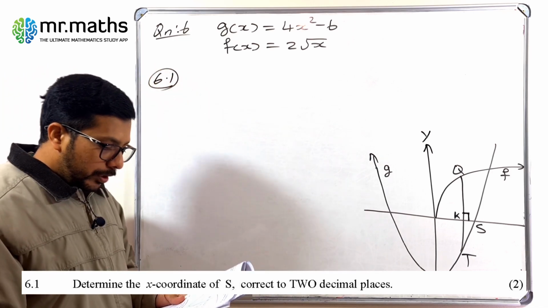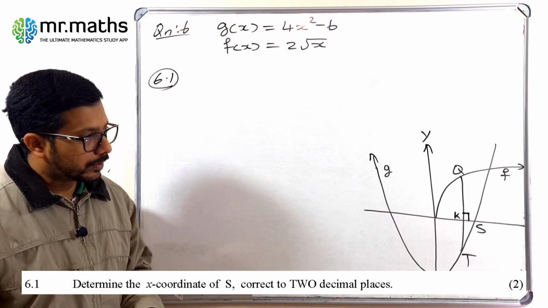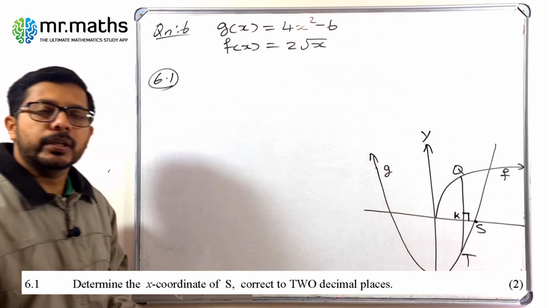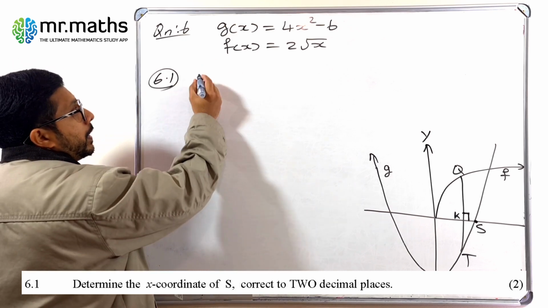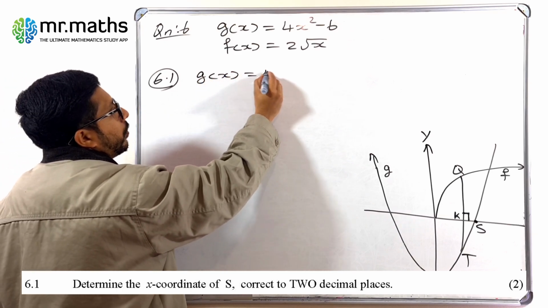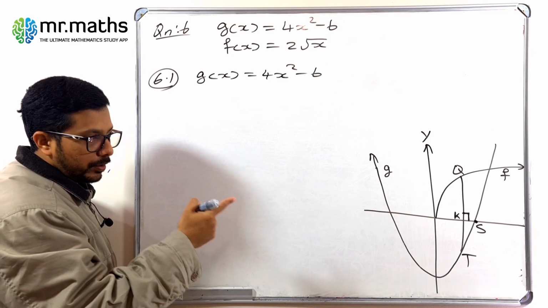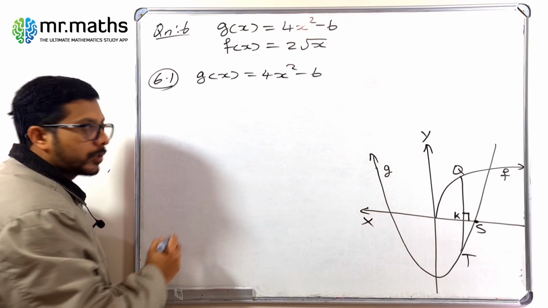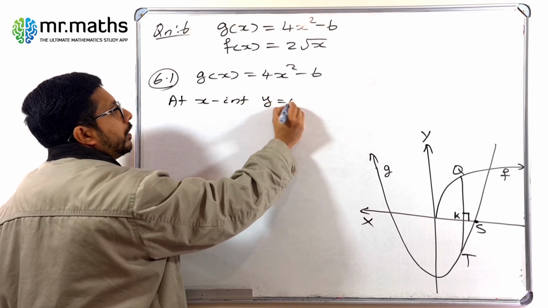6.1, determine the coordinate of S, correct to two decimal places. Where is the S? That S is the x-intercept, am I right? So in effect you have to find the coordinate of the x-intercept. Okay, so what is the equation of that parabola? G of x is equal to 4x square minus 6. Am I right? Okay, so the point S is the x-intercept. This is the x-axis. So that is the x-intercept. So at the x-intercept, the value of y is equal to 0.